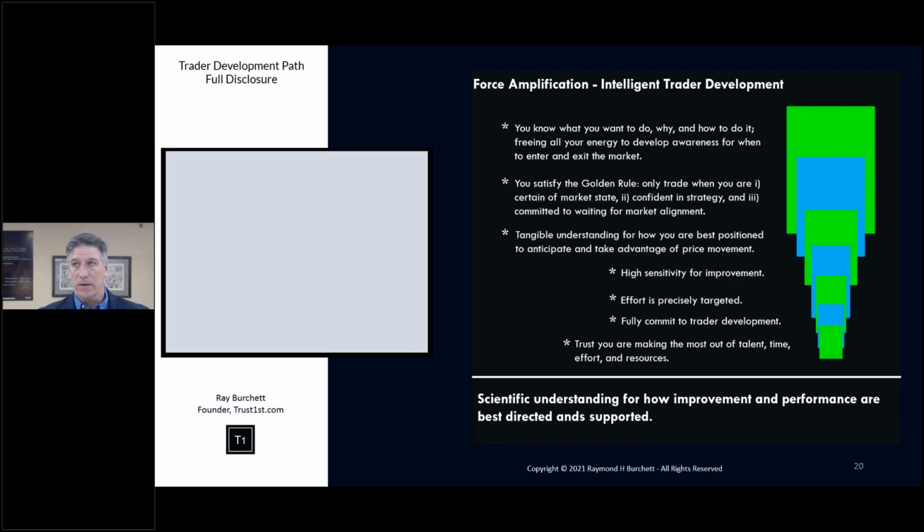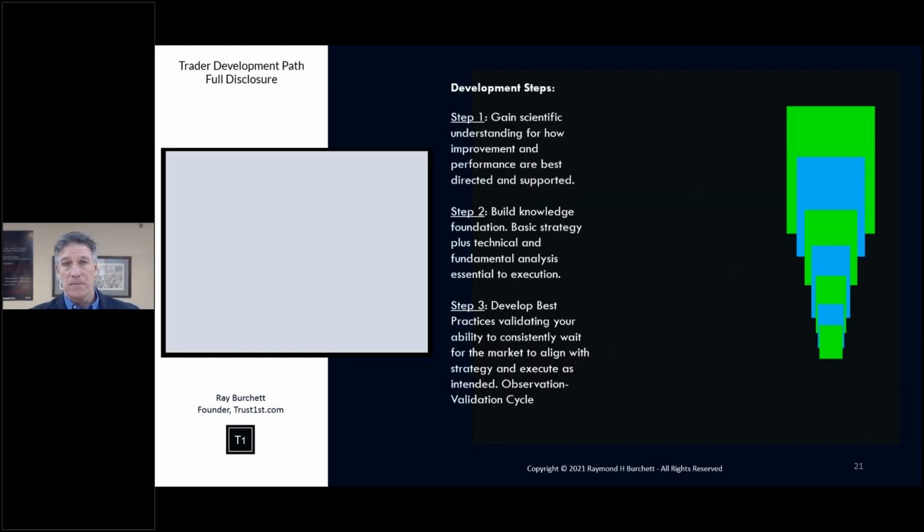But it requires work. And even before that, it requires seeing the gaps in your own trader development, taking the time to really understand why you're struggling, why you're not getting the outcomes you desire. So the development steps: scientific understanding for how you're best directing and supporting improvement and performance. You've got to build that knowledge foundation, basic strategy, analytical process for both technical and fundamental analysis. And you have to understand your execution logic. And then you've got to develop best practices, information management that's going to keep you fully aware.